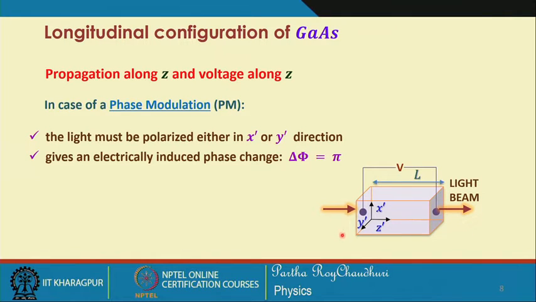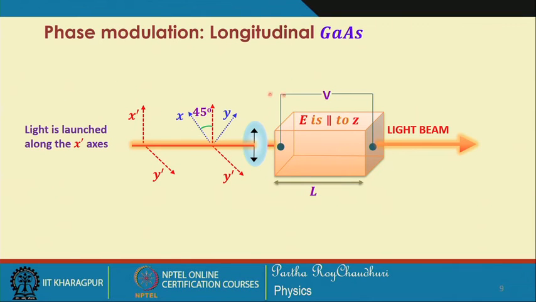There will be one polarizer which will be to launch the light along the desired polarization axis, say x prime or y prime. Okay, so this is the configuration. Light will be launched along x prime axis or y prime axis. This is your x dash, x prime axis, this is y prime.